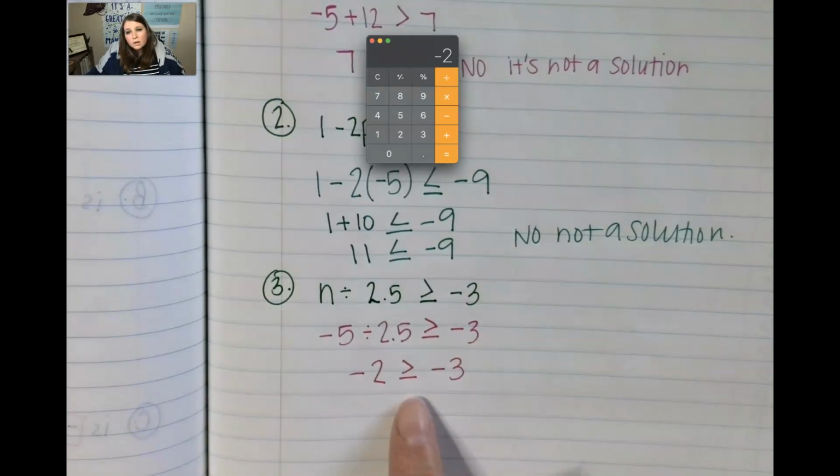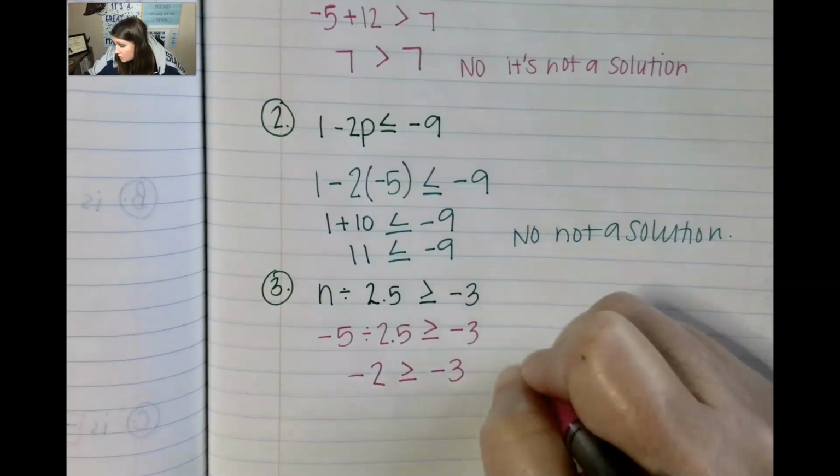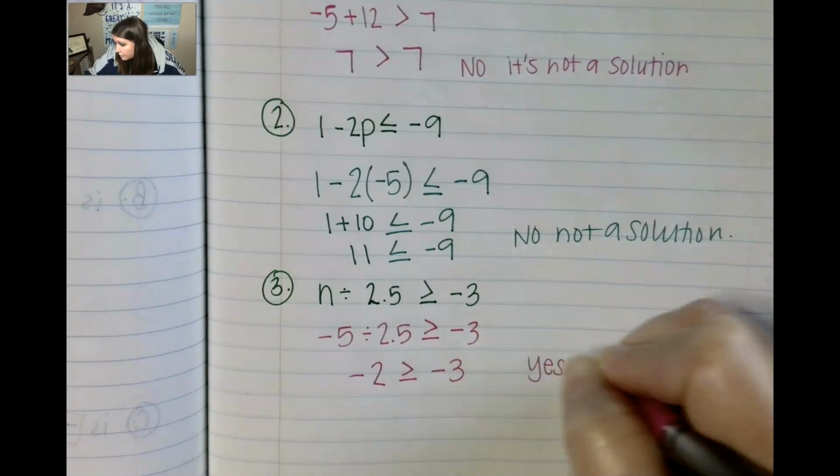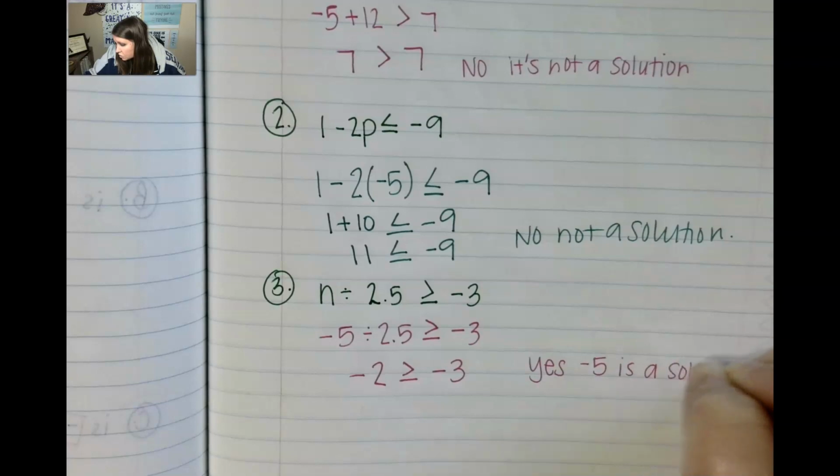Is -2 greater than or equal to -3? Yes, it is, because -2 is closer to 0, so it makes it bigger than -3. So this one is yes. -5 is a solution.